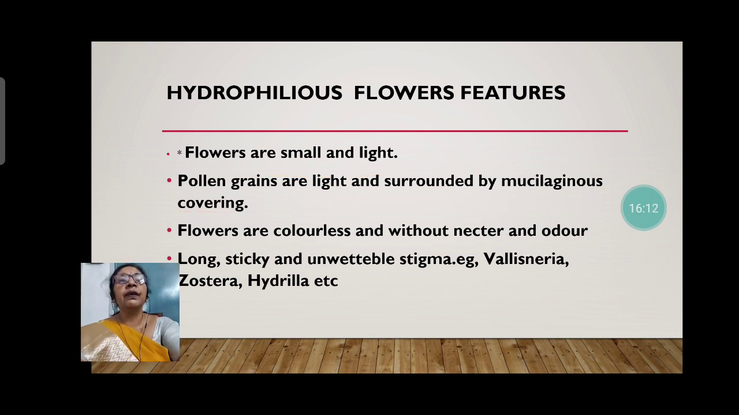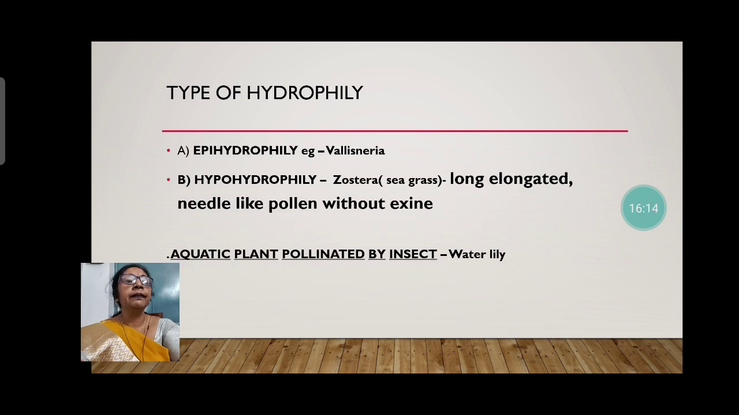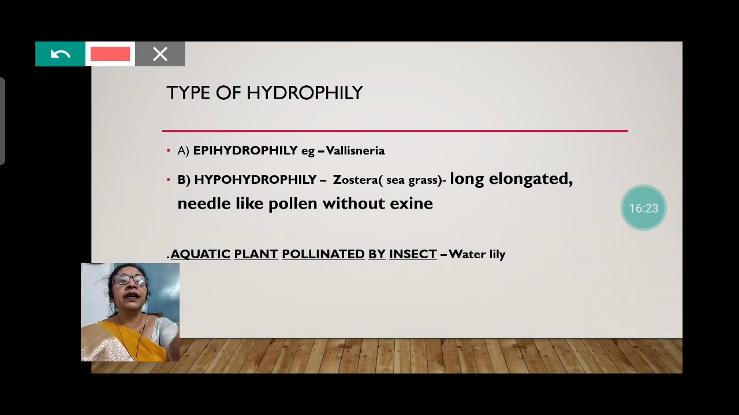Okay. Now one by one I am going to discuss this. Hydrophily may also be of two different types. If the pollination occurs above the water, it is called epihydrophily. Epi means above, hydro means water. So when pollination occurs on the surface of water, it is called epihydrophily, as in the case of Vallisneria. Clear?